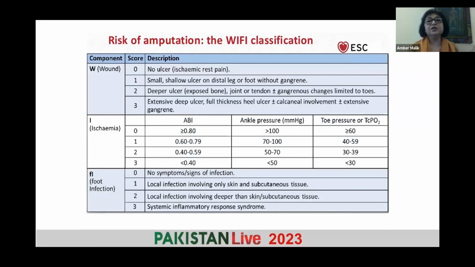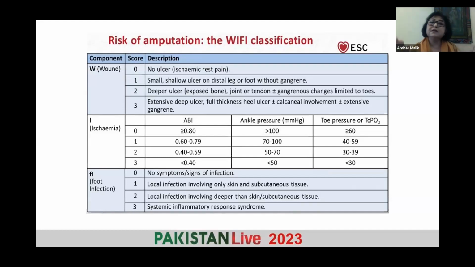This is a classification that came up a few years ago, and it is an extremely useful one. It is the WIfI classification: wound, ischemia, and foot infection. If patients come in with a wound which is ischemic as well as with foot infections, and if the local infections are more than skin and subcutaneous tissue, enforcing a systemic inflammatory response as well, or there are extensive deep ulcers or full thickness heel ulcers, etc. Basically, the higher the score, the risk of amputation still remains.